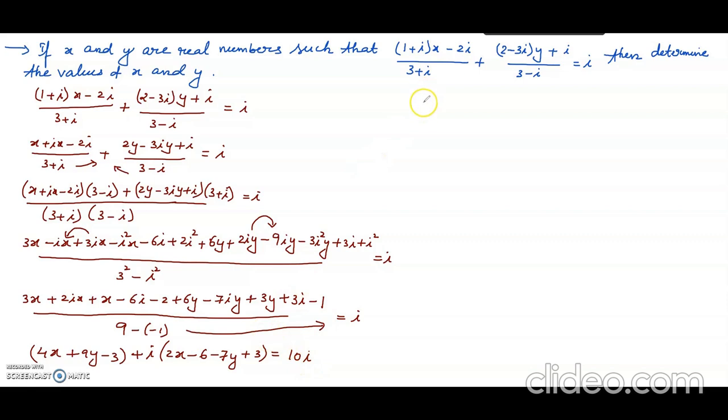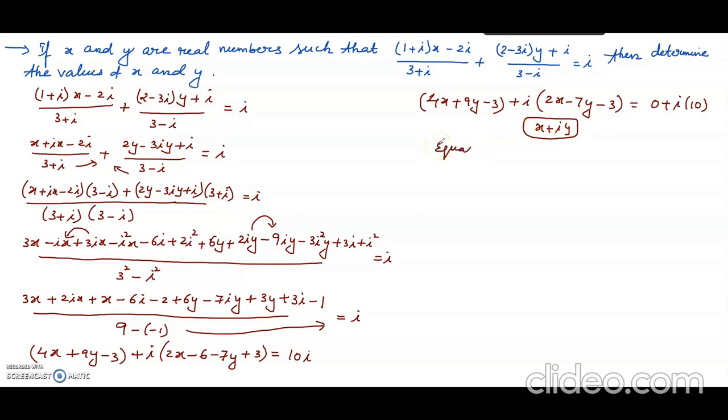Okay, so we can now make it more simple and write 4x plus 9y minus 3 plus i into 2x minus 7y minus 6 plus 3 is minus 3 equals to 10i. 10i we can write as 0 plus i into 10. So both the sides are in the standard form, in the form of x plus iy. Now we will equate the real terms and the imaginary terms on both sides.